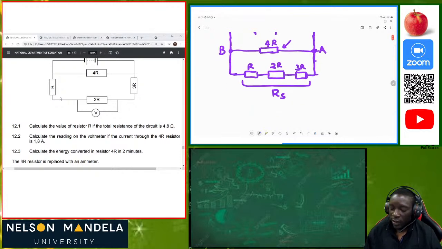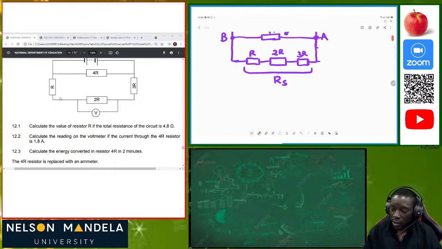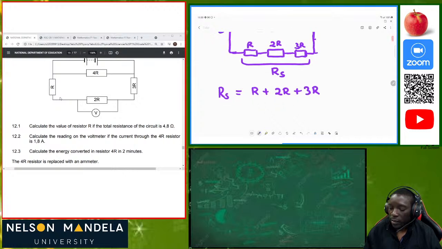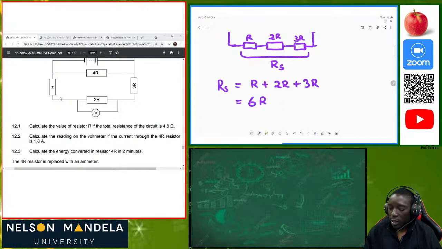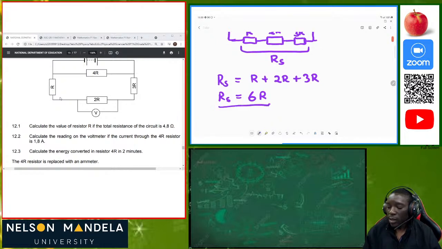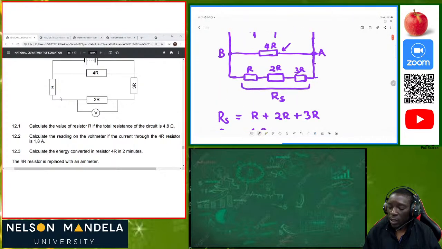So let's find RS first, or let's say our total resistance for the series part. RS is equal to R plus 2R plus 3R. And this gives us 6R. So 6R is the equivalent resistance, the resistance of one resistor which would have the same resistance as the combination of the three. So that RS is 6R. And this 6R is parallel to the 4R.